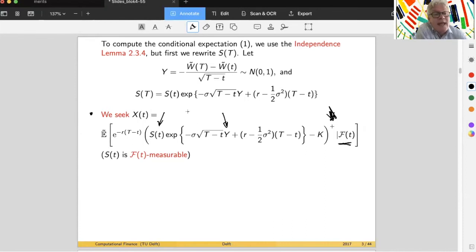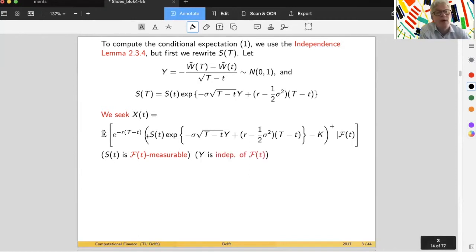And we know that S(t) is F(t) measurable, and Y, remember that is W̃(T) − W̃(t) scaled, is independent of F(t). And therefore, we can use the independence lemma. We can make out of this conditional expectation, depending on the filtration at t, a regular expectation. In order to do that, this is our measurable function, so we call this little c.